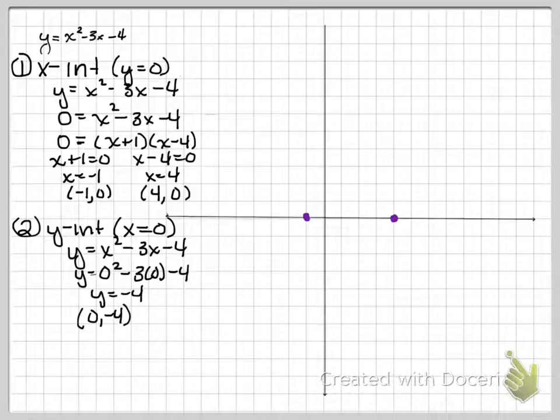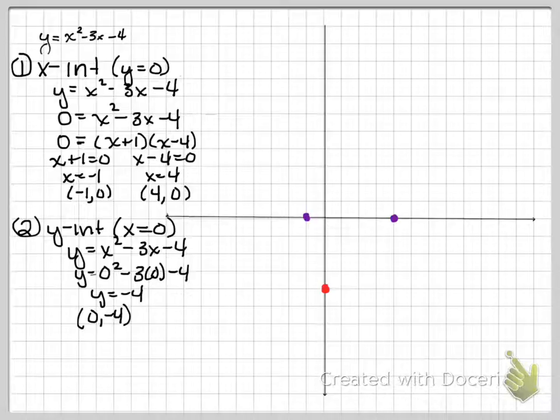Give this one a different color. And that's right here. Okay. Now you're probably saying, well, this doesn't look like much of a parabola. Well, it will be. We're missing the last key piece of information, and that is its vertex.